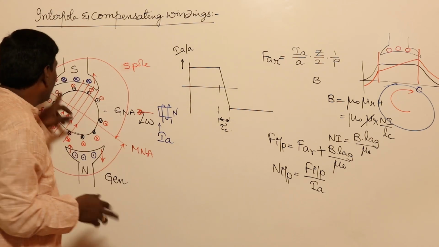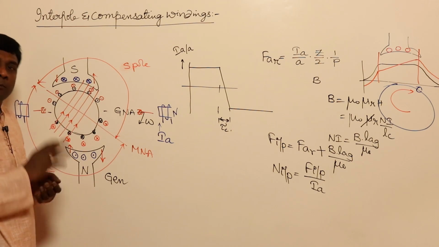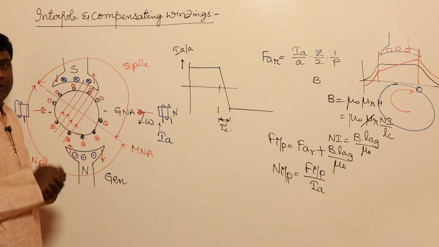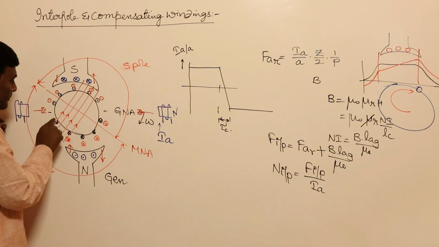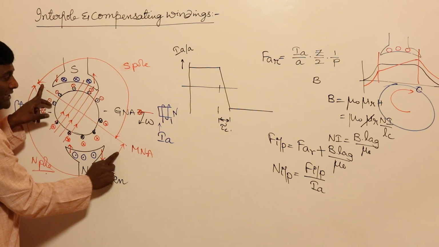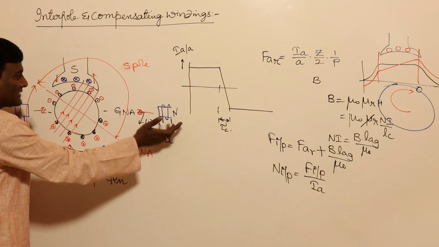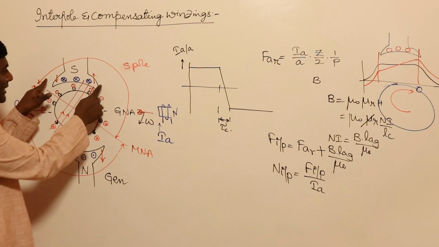Armature flux will not be there. Current will not flow through these also. But for example, if the armature is loaded, then this particular MNA will try to shift, but it will come back to its original position because of this. Okay, so my interpole is compensating across GNA, but what about here?